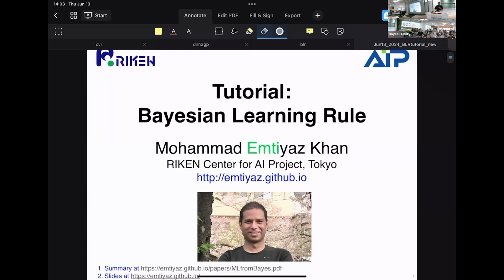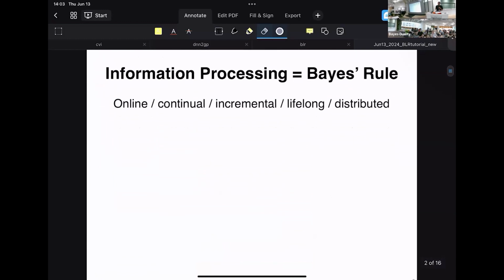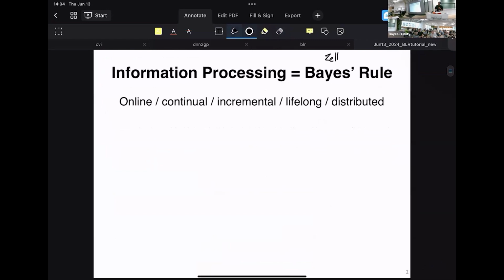And the perspective actually is really this, and I'm so happy that Howard already had a really big slide on optimal information processing. I don't know if you were at his talk, but he showed this paper by Zellner in 1988. And the title of the paper is Optimal Information Processing as Bayes' rule, or something like that.